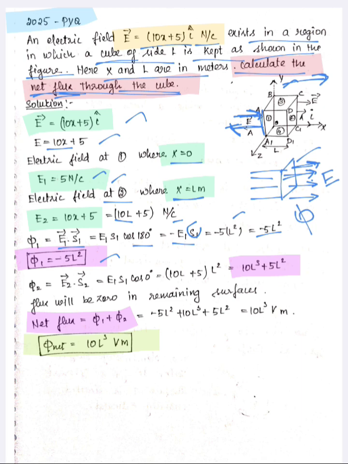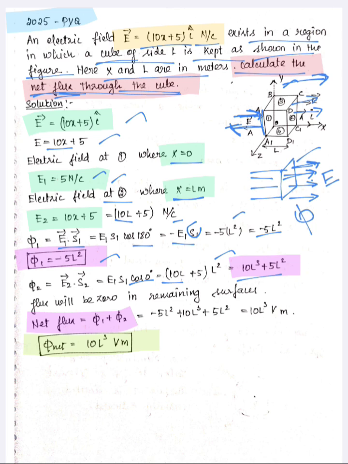And what is the flux at surface 2? At surface 2, the angle between the electric field and area vector is 0 degrees. That is, the electric field and area vector are parallel, and we know the electric field at surface 2 is 10L + 5 and the area is L square. So if we substitute, the flux at surface 2 is 10L cube + 5L square.